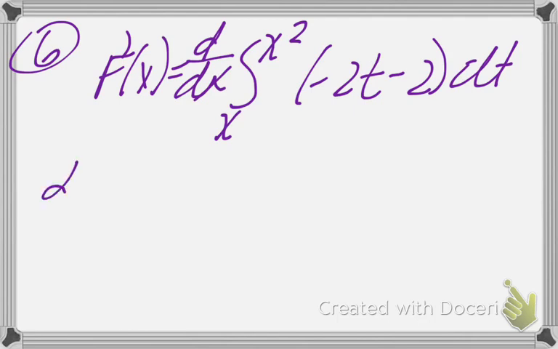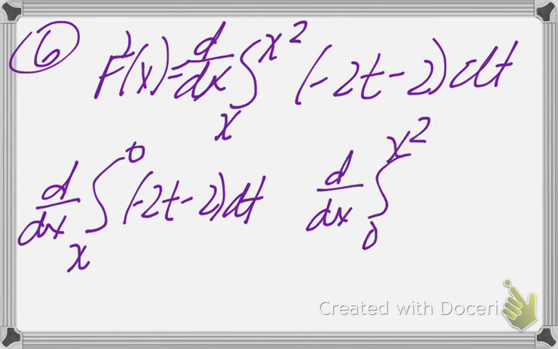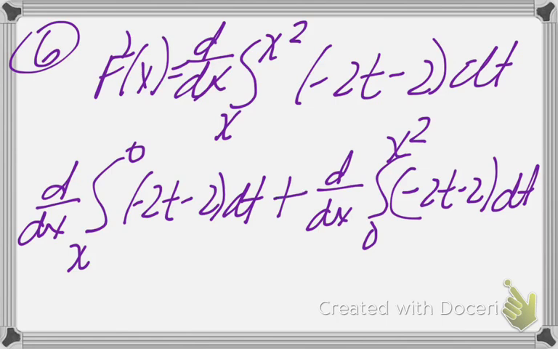So we're going to have d dx of the integral from x to 0, and then we're going to have to do d dx going from 0 to x squared. So we'll do one integral, then the other integral, and then we just add them together. So we're going to go from x to 0 and then 0 to x squared. And then we'll just put them together, okay?